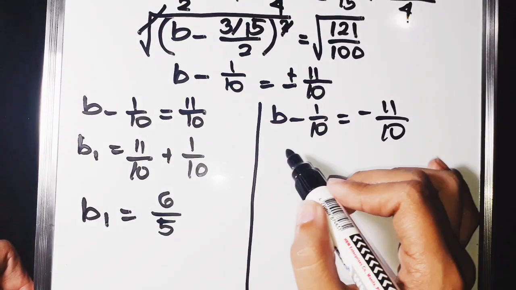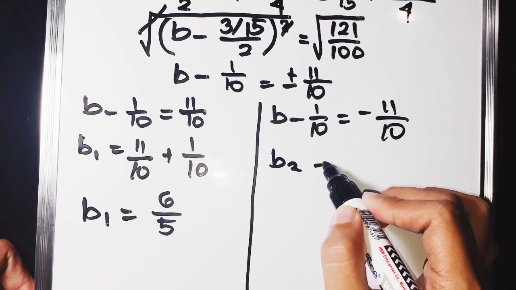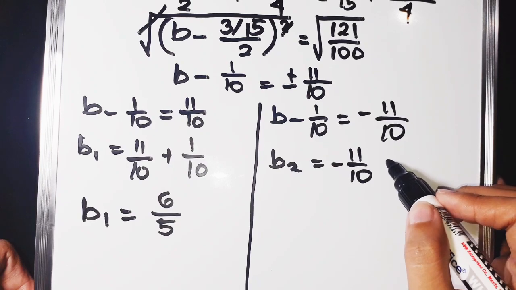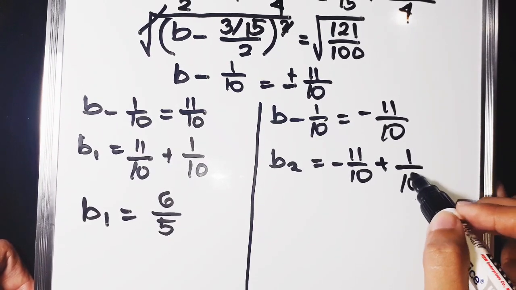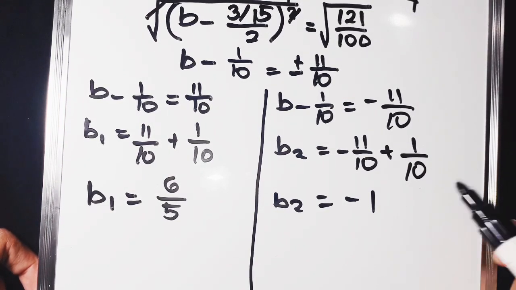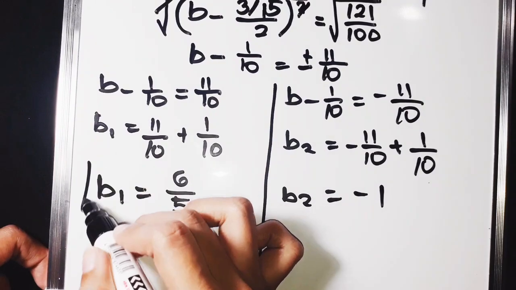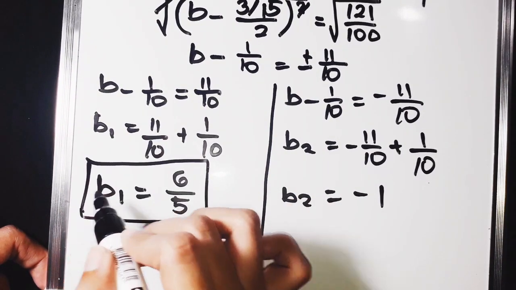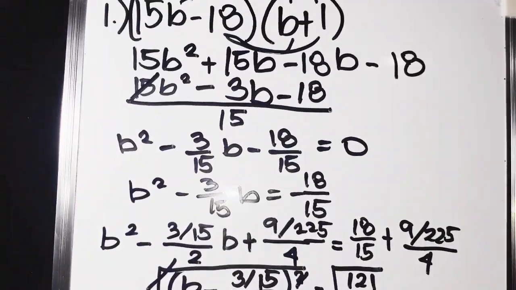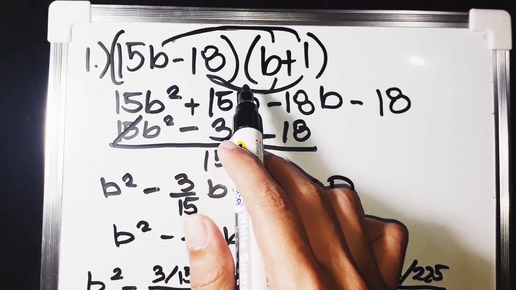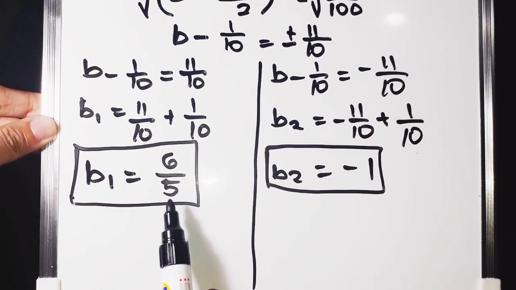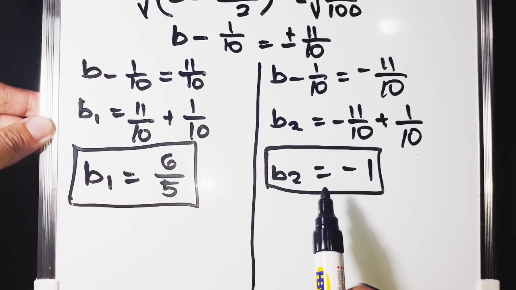The next one, our second root, is equal to, copy negative 11 over 10, transfer this to the other side of the equation, plus 1 over 10. So our second root is negative 1. So here are the roots of the equation: 15b minus 18 times the quantity of b plus 1. The first root is 6 over 5, and the second root is negative 1.